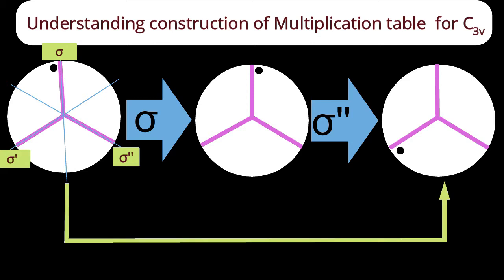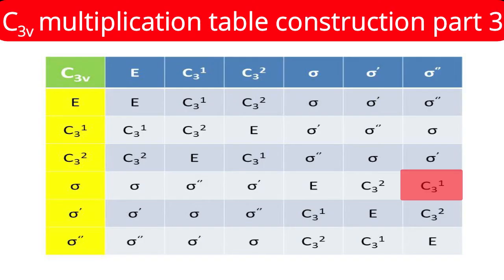This final resultant structure, which is represented on the right side, how can I obtain it from the original? If you compare the structures, you will easily understand it is possible by only rotation. Which rotation? Rotation by 120 degrees in the anti-clockwise direction means which operation? Conclusion: sigma into sigma double dash is equal to C31. Our multiplication table also agrees with this statement. Sigma into sigma double dash is equal to C31.